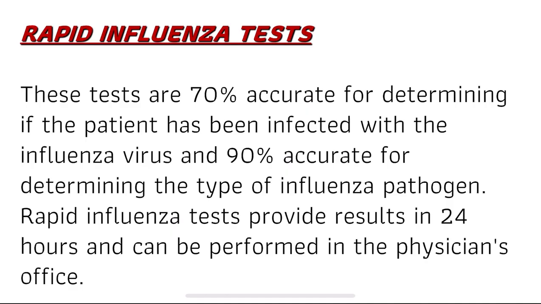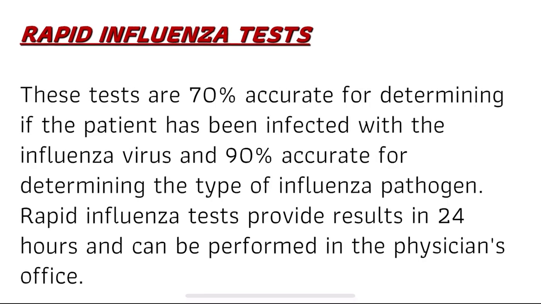Rapid influenza tests are also performed. They are 70% accurate for determining if the patient is infected with influenza virus, and 90% accurate for determining the type of influenza. Rapid influenza tests also provide results within 24 hours. They can be performed in the physician's office as well. So the rapid influenza tests are 70% accurate to determine if the patient is infected or not, and 90% accurate to determine the type.